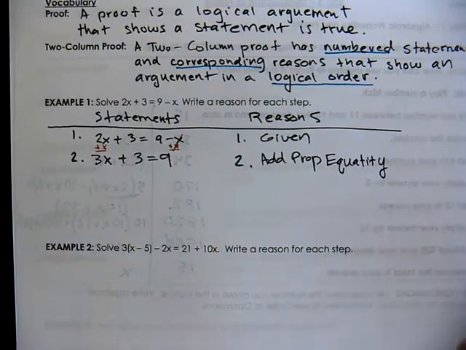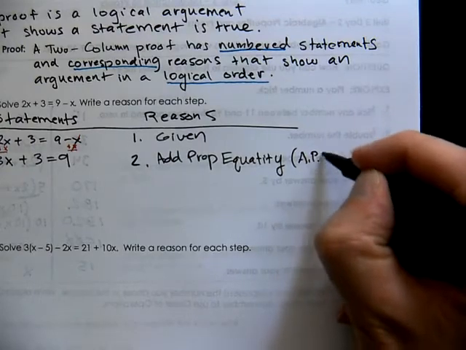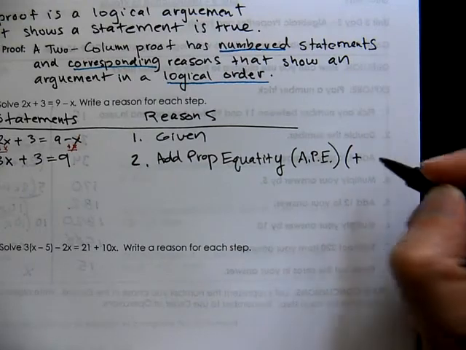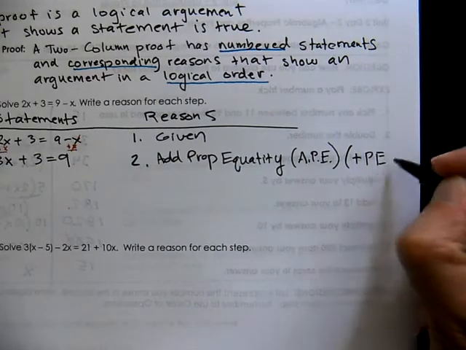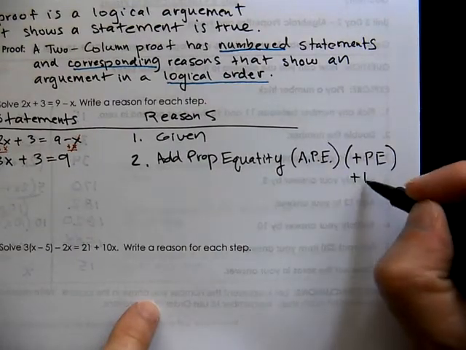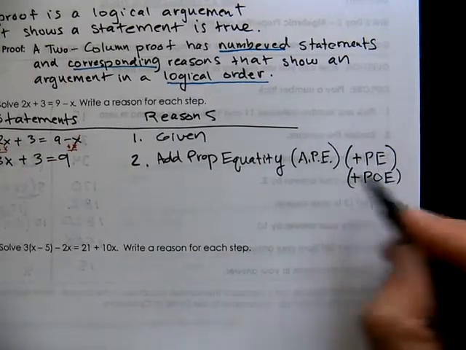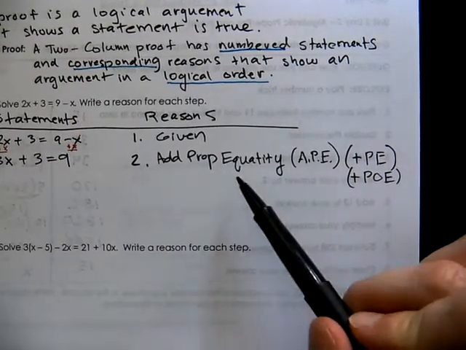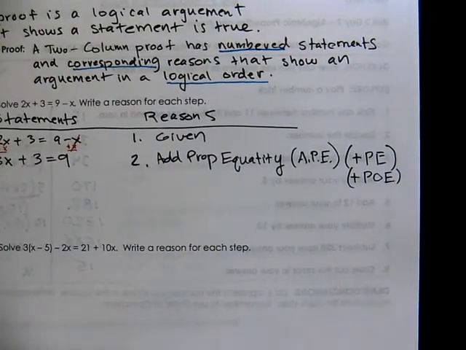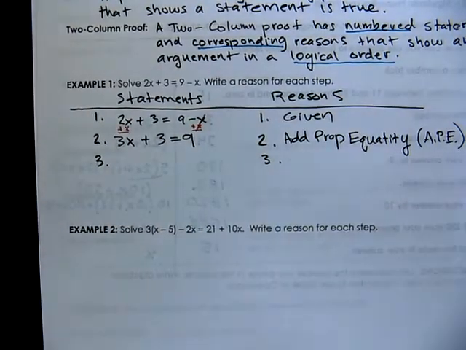So there's a few ways to abbreviate this. Some will just go APE, addition property of equality. Some will use a plus sign for addition and PE for property of equality, or addition POE for addition property of equality. So there's several ways to abbreviate it, but I'm going to write it out here so we can continue to practice recognizing what that name is. Addition property of equality.